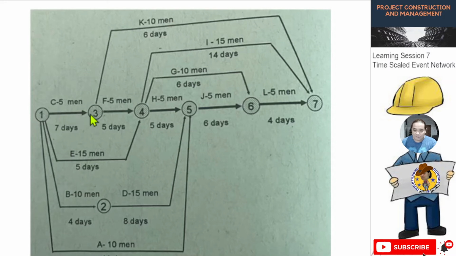Okay, so this is the example. Example for this 1 to 2, you have this 15 men for 5 days. Then this one, 10 men. So every activity has assigned a number of personnel. Okay, so this is good if you have many projects. So you can utilize this.